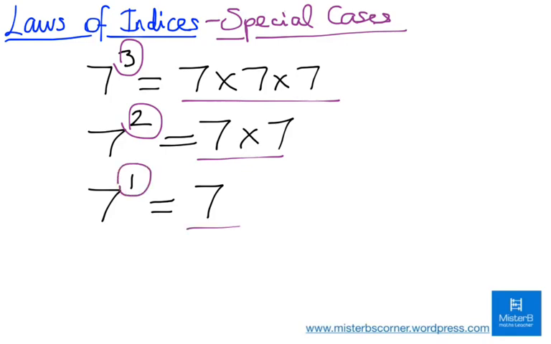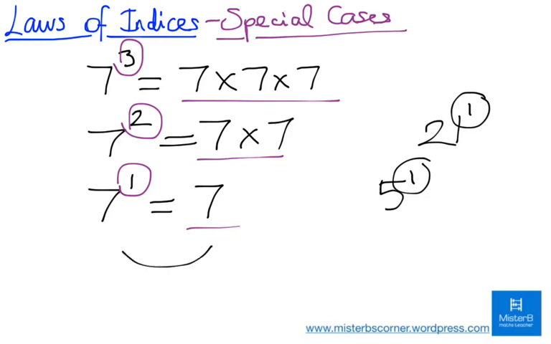So all these numbers that we write, like 5 or 21, are actually 5 to the power of 1 and 21 to the power of 1. We just don't write them because we don't need to. By default, it's their first power. So 7 means 7 to the power of 1, and 7 to the power of 1 means 7.